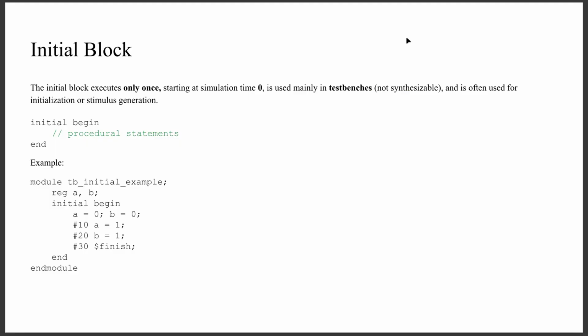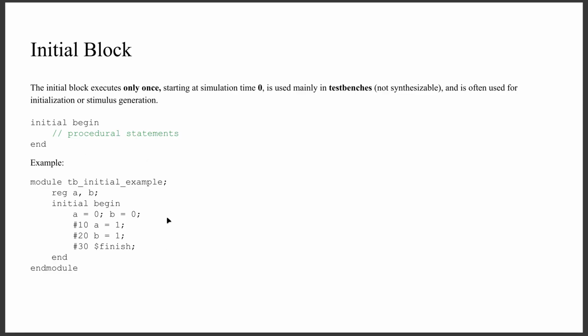The initial block. The initial block executes only once, starting at simulation time 0. It is used mainly in test benches, so it's not synthesizable, and is often used for initialization or stimulus generation. So the basic outline would be initial begin, some statements, and then end.